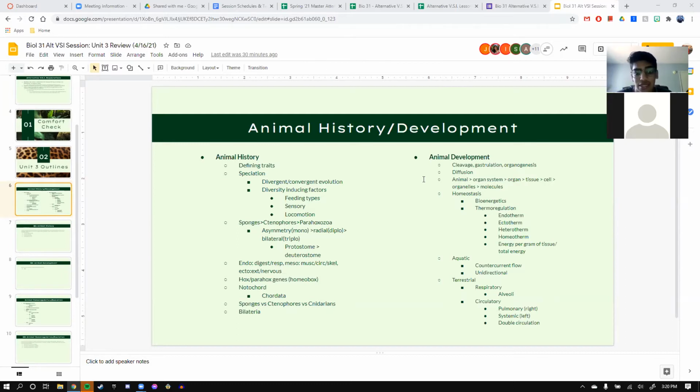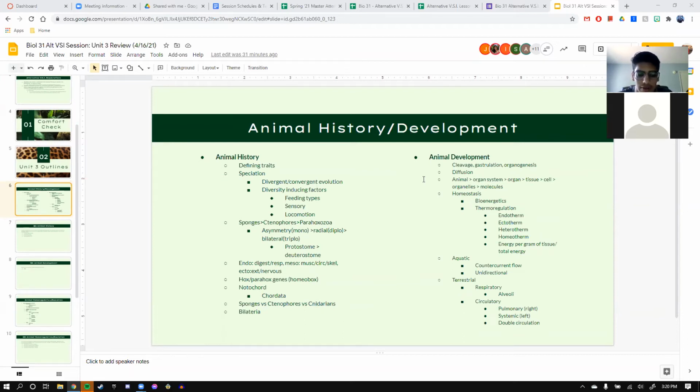But the organisms that do develop spines and retain their notochords fall under the group Chordata, or the chordates, and these are the vertebrates that we typically think of. Non-vertebrates can have notochords, but then they'll get rid of their notochords after a while.